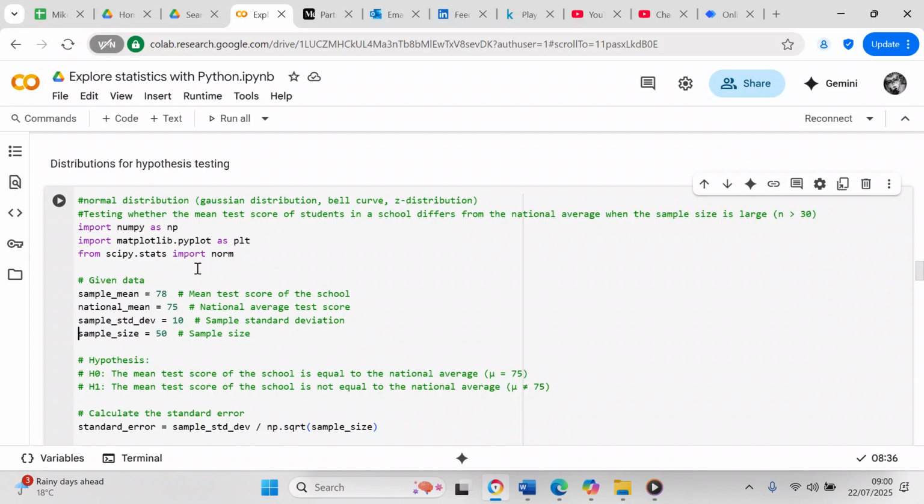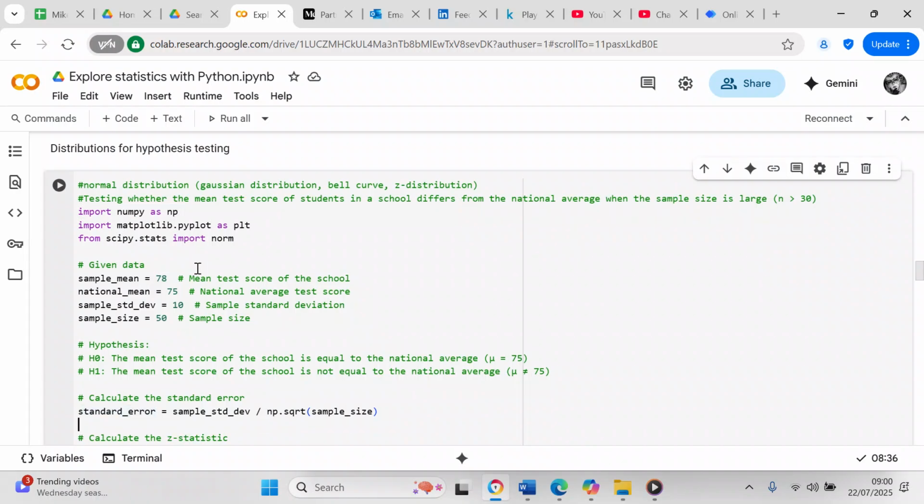Now we're going to set up our hypothesis. The null hypothesis, H0, means the mean test score of the school is equal to the national average of 75. And the alternate hypothesis, H1 or HA, means that the mean test score of the school is not equal to the national average of 75.